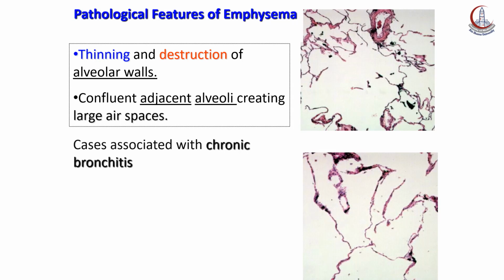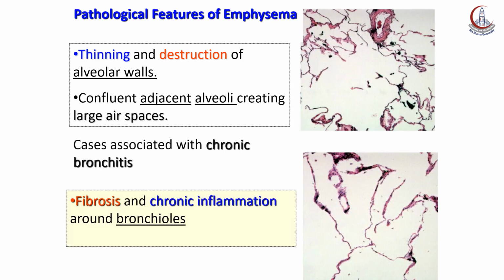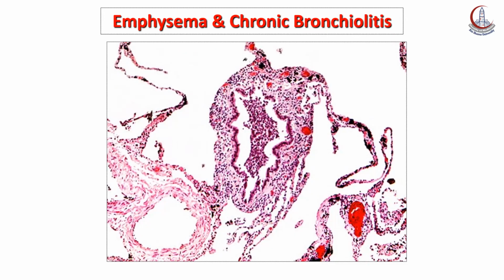Cases of emphysema can be associated with chronic bronchitis; fibrosis and chronic inflammation around bronchioles can occur. The microscopic picture here shows the destruction of the alveolar wall with thinning, and this is the bronchus or terminal bronchiole showing chronic inflammation associated with emphysema. So this is a case of emphysema plus chronic bronchiolitis.